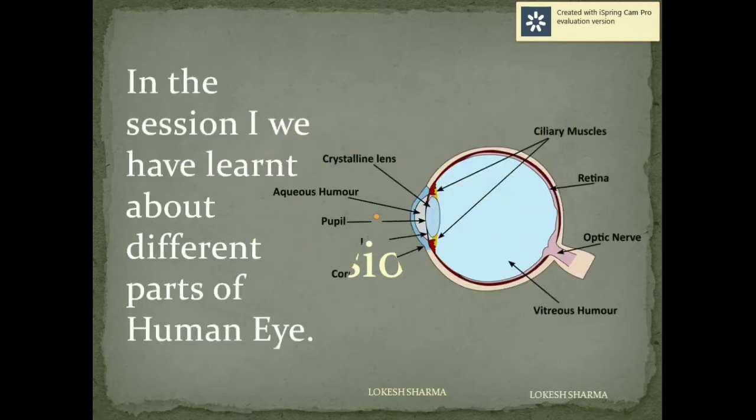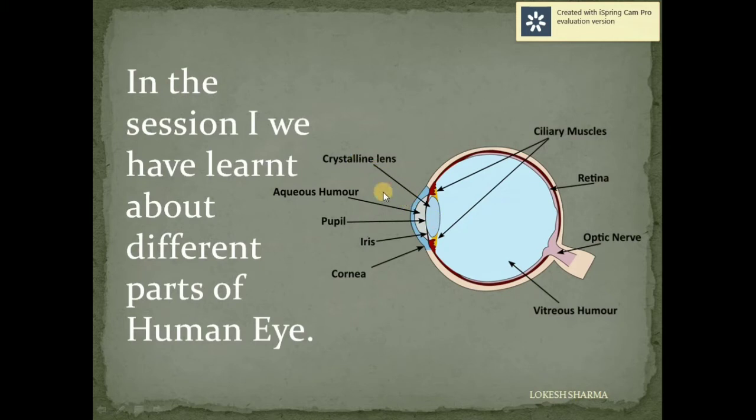In our earlier session, we have learned about different parts of the human eye. This is a transparent bulge which is called the cornea. Behind the cornea there is a muscular diaphragm called the iris. Between the iris there is a small opening called the pupil.